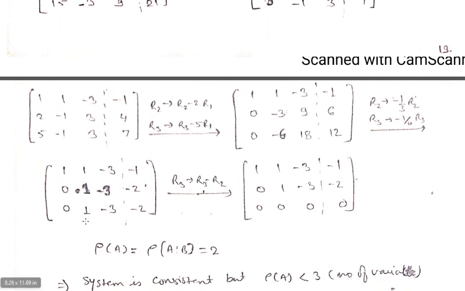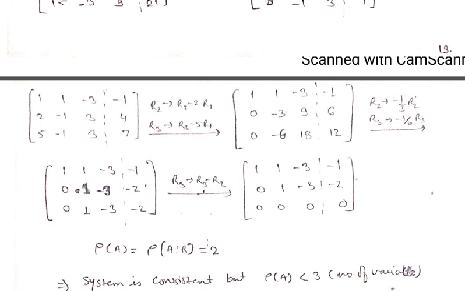Now we will convert this one into 0. For that we will replace the third row with r3 minus r2, hence we get this resultant matrix. Here the rank of the coefficient matrix is 2 and the rank of the augmented matrix is also 2. So the rank of the coefficient matrix is equal to the rank of the augmented matrix. It means the system is consistent. And the rank is what? 2.